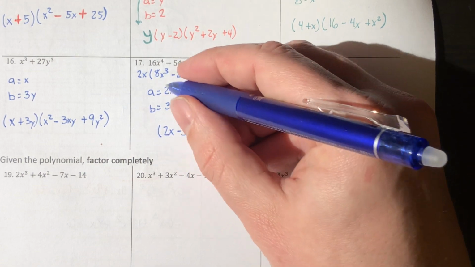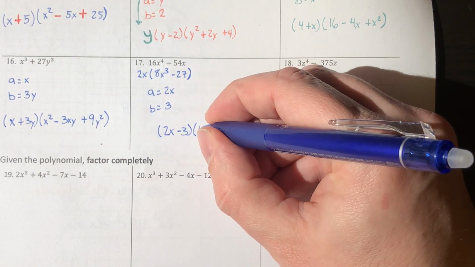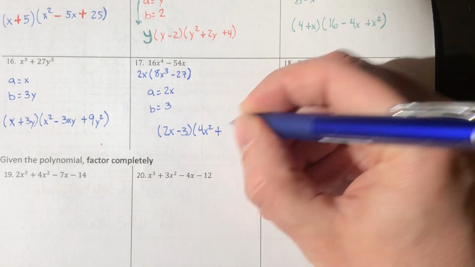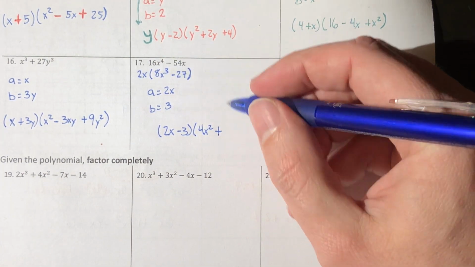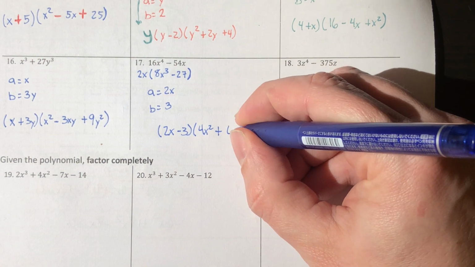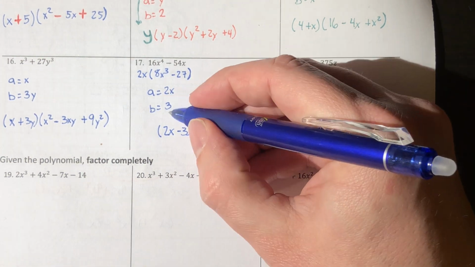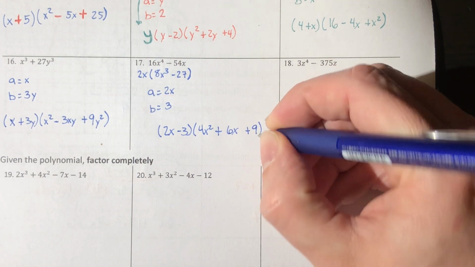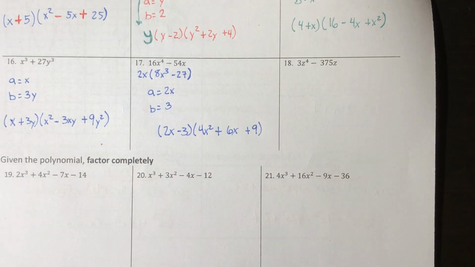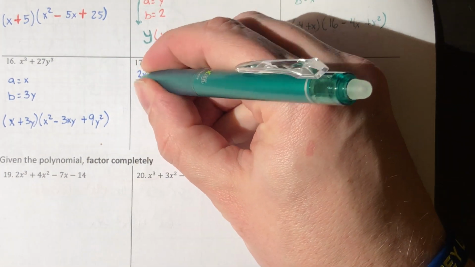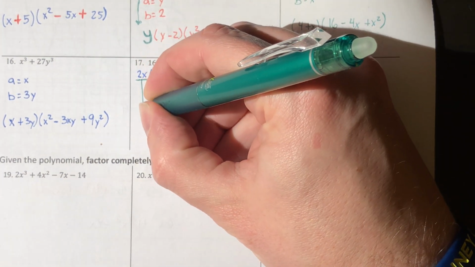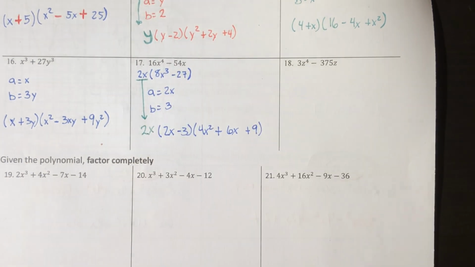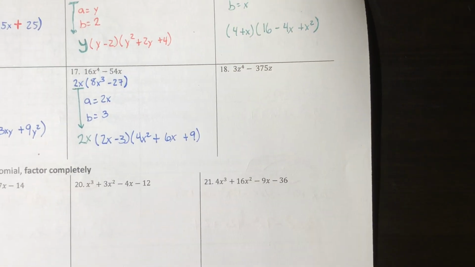And then when I square this a, it becomes 4x squared, plus, because it's the opposite of what I started with, so plus 6x, because I do 2x times 3, and then plus 9. And just like in 14, I can't forget that 2x that was in front that I factored out from a greatest common factor needs to stay out in front.